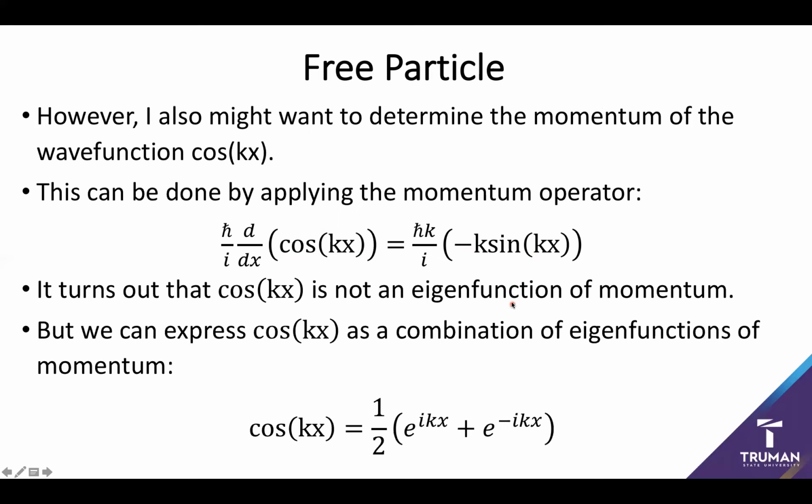One of the ways we can deal with this is by realizing that cosine kx can be expressed as a combination of two functions that are eigenfunctions of momentum, and those are exponentials of imaginary numbers.